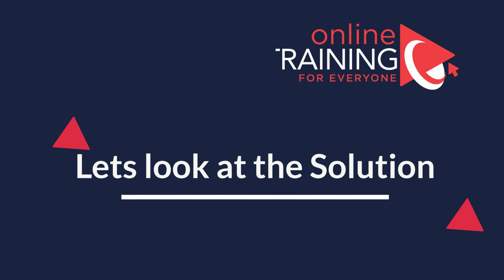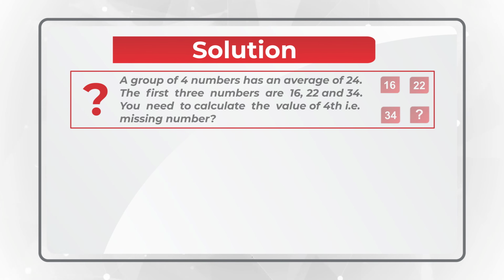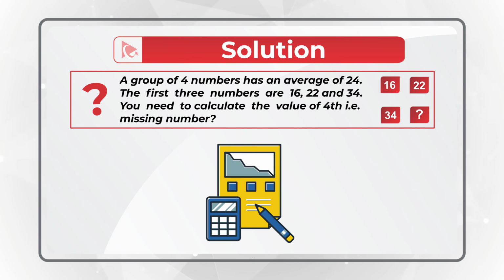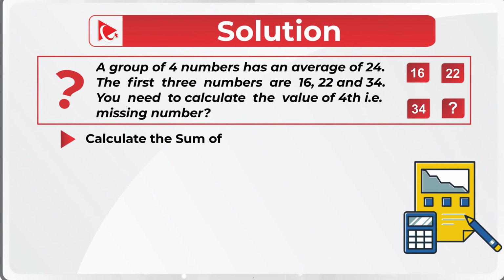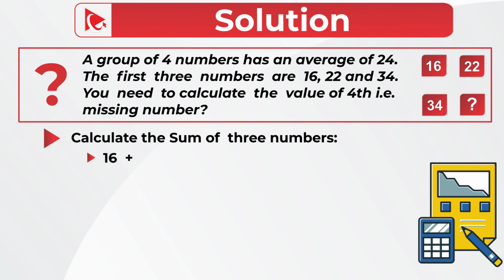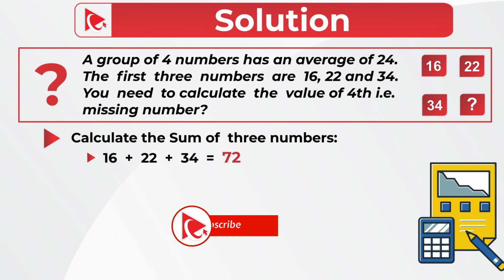Obviously, to solve it, you can plug in one of the 4 solutions instead of the missing number, calculate the average to see which one is correct. But we're going to take the different route. In the first step, we're going to calculate the sum of 3 existing numbers. 16 plus 24 plus 34 equals 72.